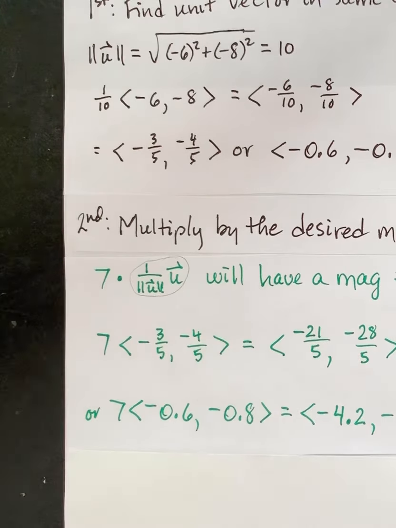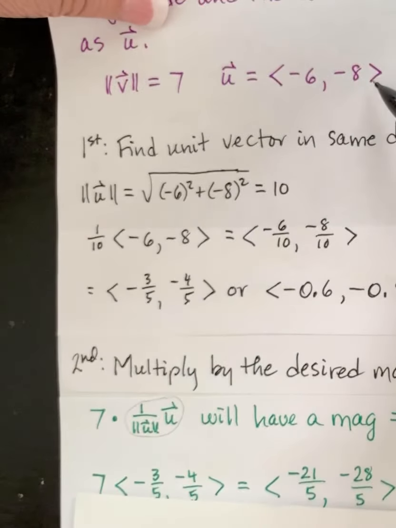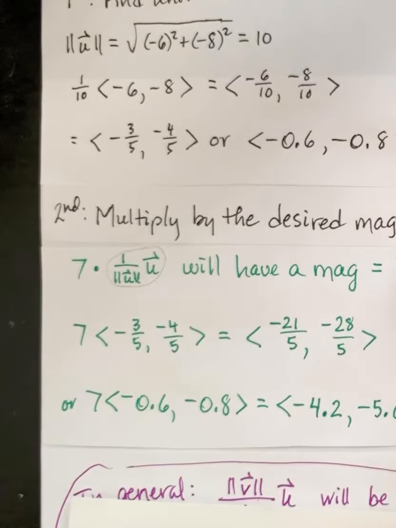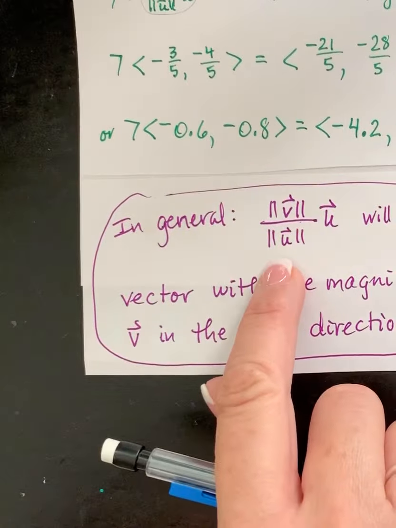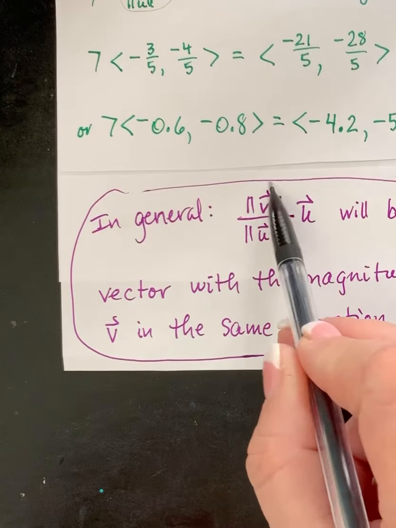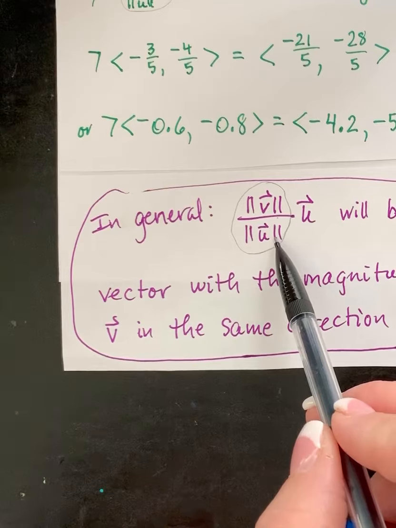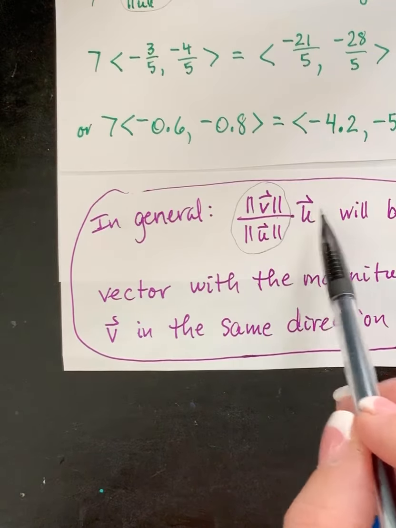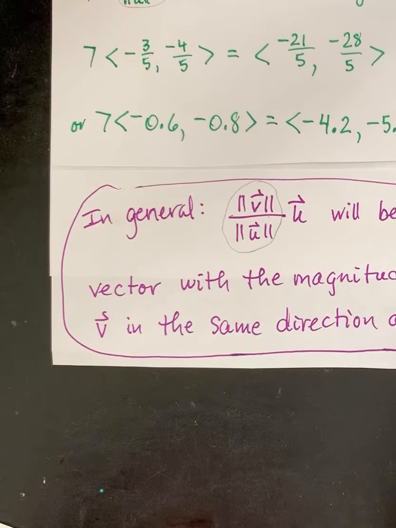So I did it in 2 parts. One, I took the vector and turned it into a unit vector, so its magnitude was 1, and then I multiplied by what I wanted the magnitude to be. You can also just do it in 1 step if that makes sense. In general, multiplying by this scalar, the magnitude of v divided by the magnitude of u, times the vector u, will be a vector with the magnitude of v in the same direction as u.